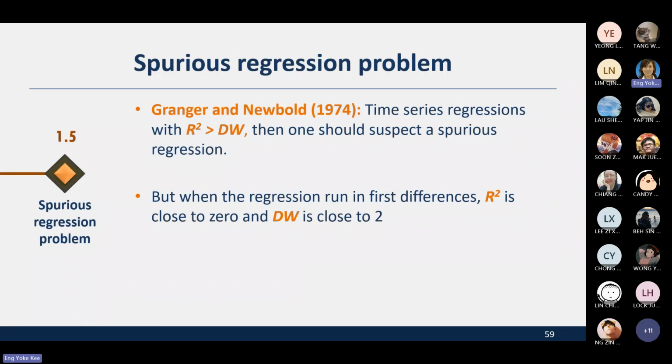Okay, so how do you know there is a spurious regression problem? We don't have any test for you to directly test it, right? But as a rule of thumb, you can roughly use this rule of thumb to check it. One easy way is to look at the R-square and the Durbin-Watson statistic.